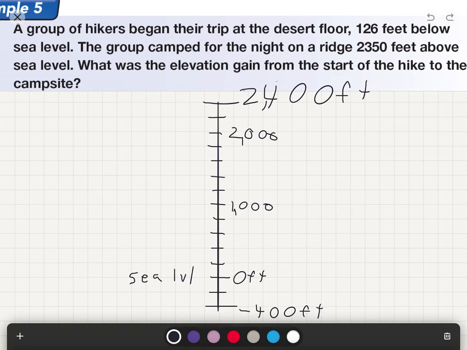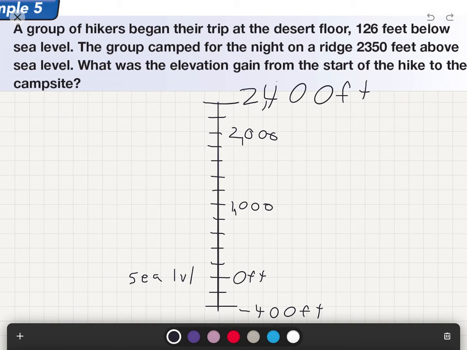So finally, let's talk about vertical number lines, because sometimes a vertical representation of information is a little bit more intuitive. I'd say things like temperature, because you think about a thermometer that goes up and down, or in this case, elevation works out. So a group of hikers began their trip at the desert floor, 126 feet below sea level.